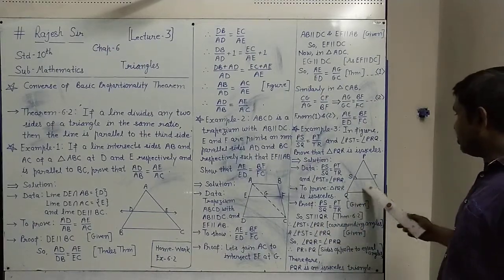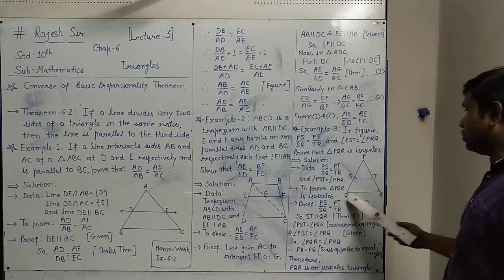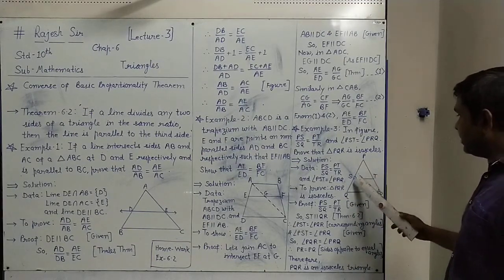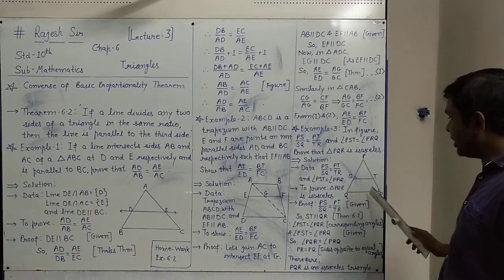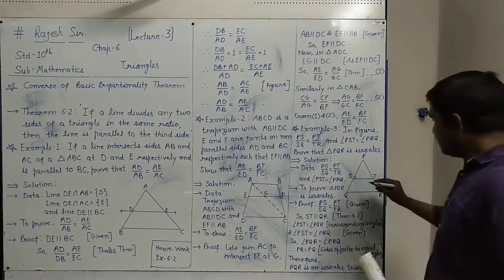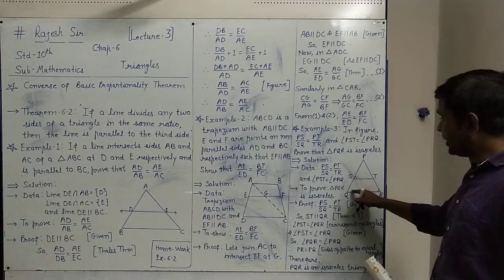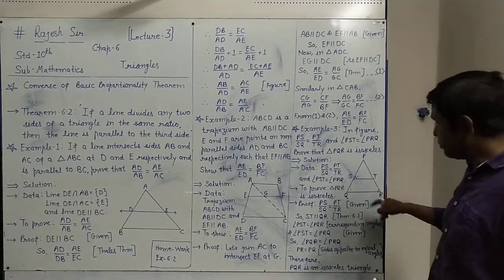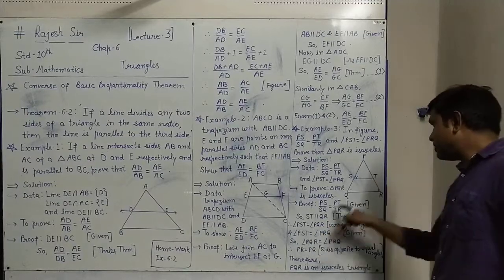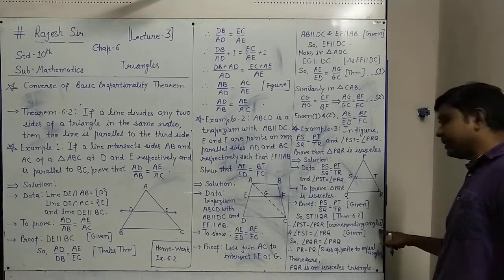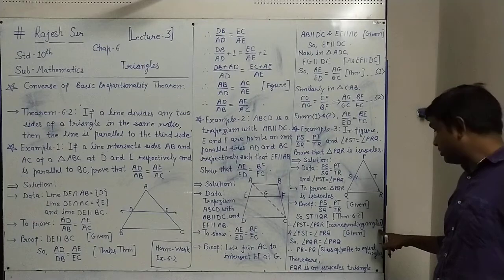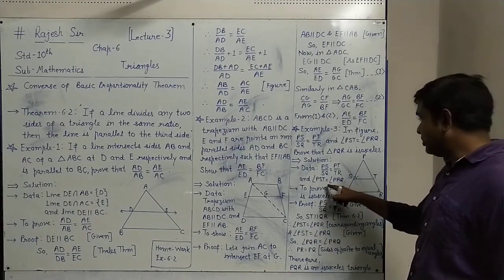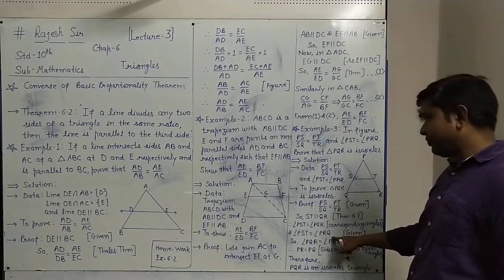Now we have ST parallel to QR. If two lines ST and QR are parallel, you know that angle PST equals angle PQR. These two angles will be corresponding angles, and because these two lines are parallel, these corresponding angles will be equal. So angle PST equals angle PQR because of corresponding angles. This is the reason. And one more, it is given in the question that angle PST equals angle PRQ also.